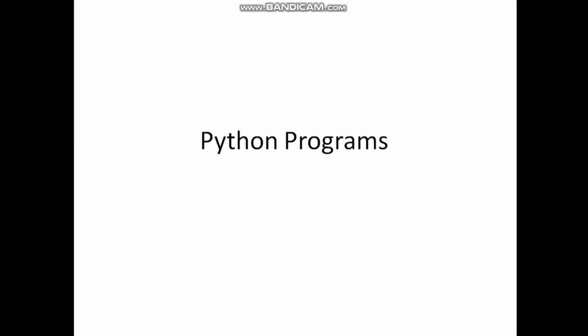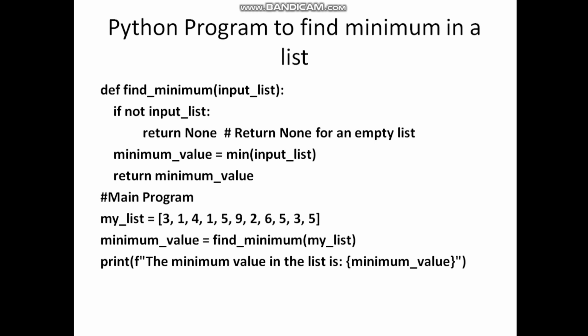Here we are going to see some of the Python programs. The first program is a Python program to find a minimum element in a list. To find the minimum element in a list, I am using a function called the min function, and this is a predefined function. So here you can see the comment "# main program".